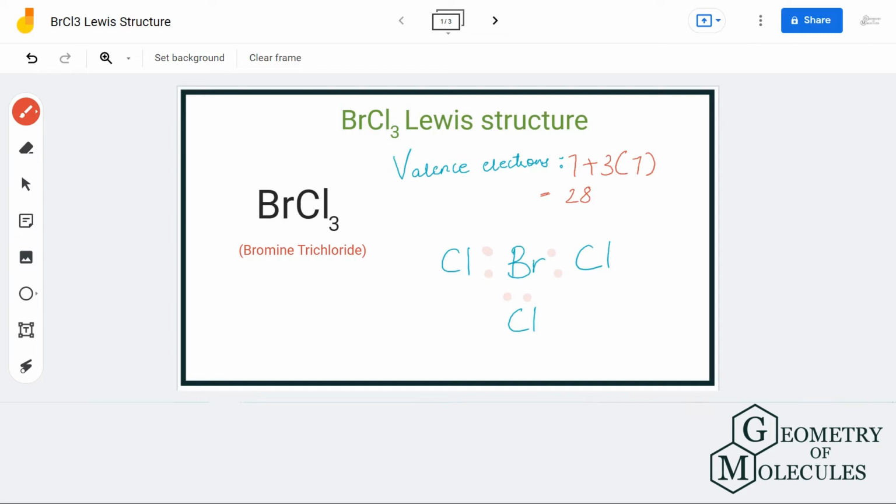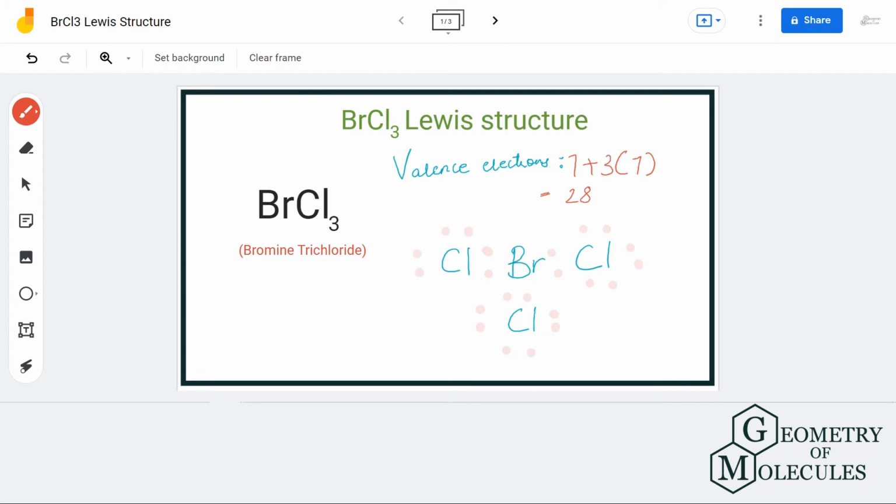And as you can see here, all chlorine atoms require 6 more valence electrons to have complete octets. So we are going to place 6 valence electrons around each chlorine atom. Doing that, we will have complete octets for all chlorine atoms, and we will be using up 18 more valence electrons.